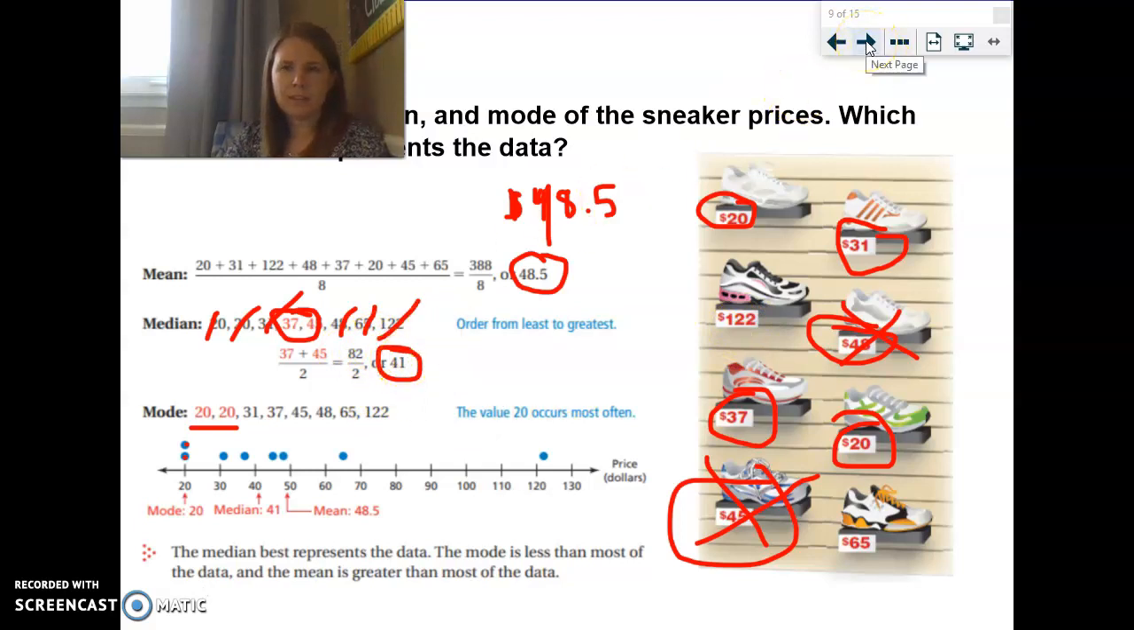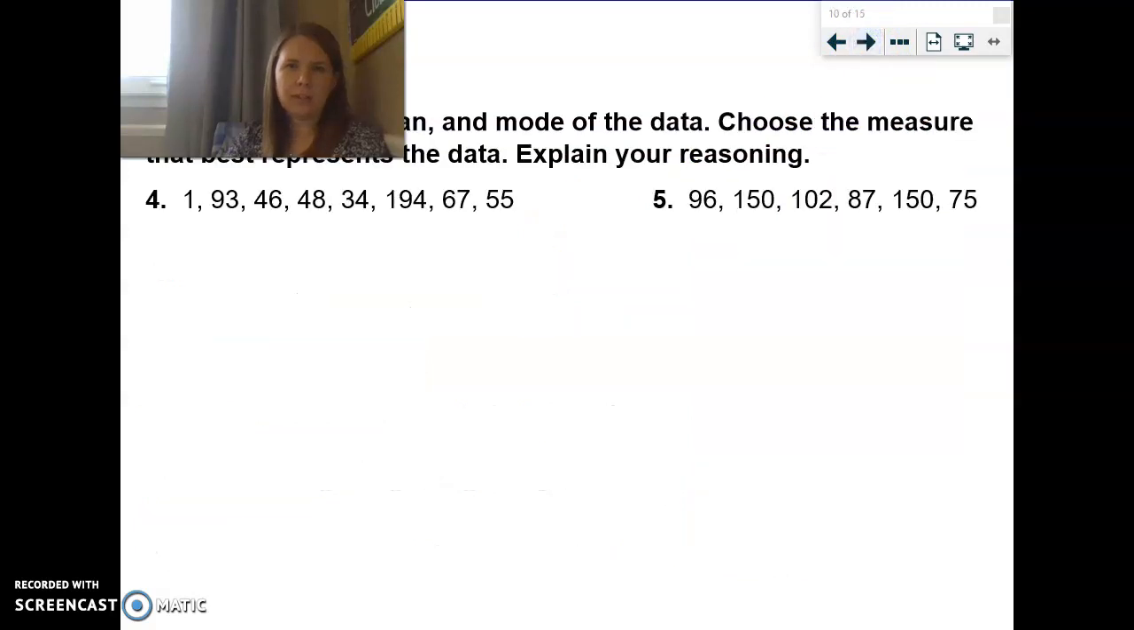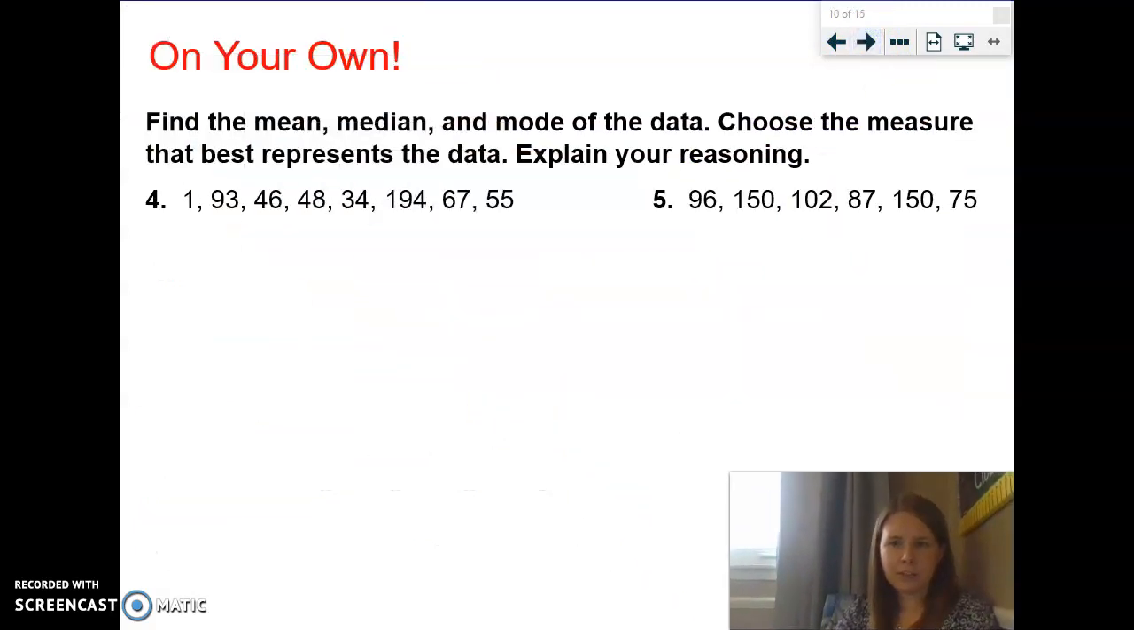Okay. Let's keep rolling. All right, so here is your next set. I want you to take the time to go ahead and find the mean, median, and mode of these data sets. And then I want you to try and decide which is the best representation. So think about it kind of like how we did with the shoes. What's going to be a good representation of all the numbers that you were given? Is it going to be the mean, the median, or the mode? Okay. So go ahead, pause the video. When you get back, I will have the answers here for us.